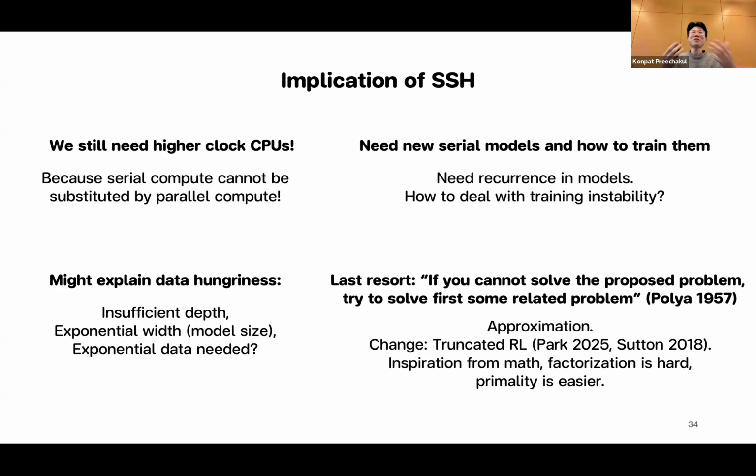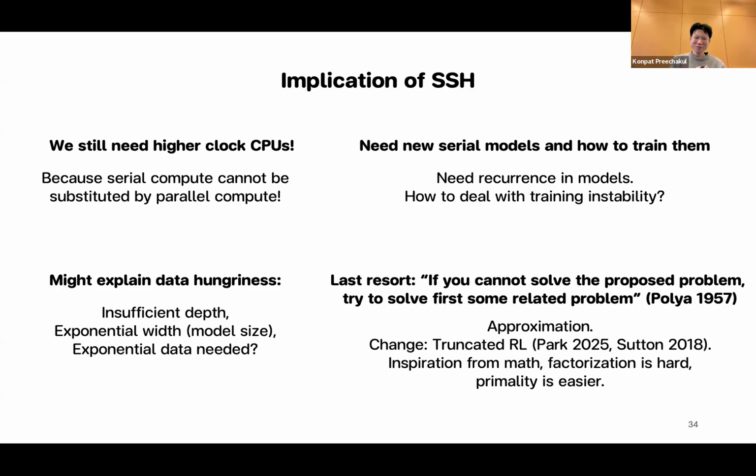So if everything fails, you don't have the budget, you don't have the CPU, you don't have better serial models, what can you do? This is what I think. I read a quote from Polya, from 1957: if you cannot solve the proposed problem, let's try to solve first some related problem. Hopefully that related problem is a bit simpler in terms of serial compute requirements and still gives you some insights on what the ultimate problem is.